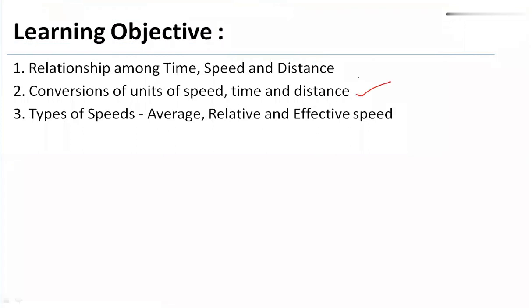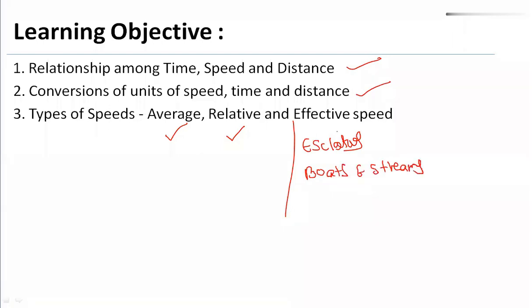Conversion of time speed distance relation is okay. Average speed you will learn in this class. Relative speed you will learn in this class. Effective speed is not according to this class, guys. It's of escalators questions and then boats and streams questions. Have you heard about escalators questions and boats and streams earlier? Yes or no? For all those topics, time speed distance is the basic one.